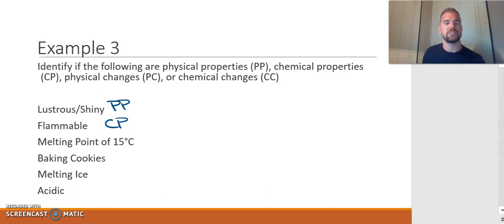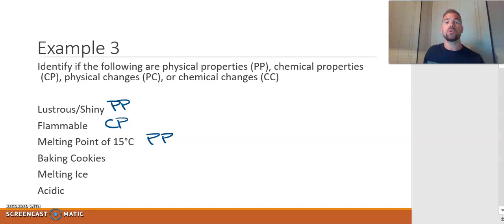Melting point of 15 degrees Celsius. Once again, I'm describing matter. I'm saying this matter has a melting point of 15 degrees Celsius. So it is a property, and once again, I can observe that by just simply melting something, which is physical. So this is a physical property of matter.